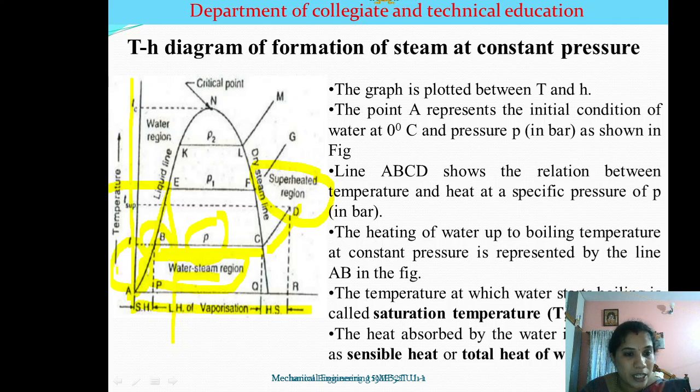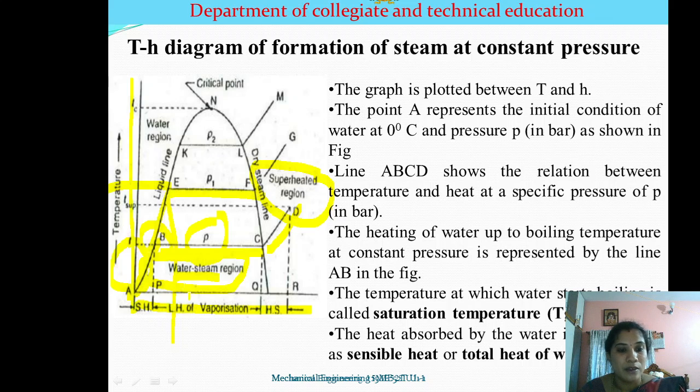That is the indication in this particular diagram. As the pressure increases, there will be an increase in the sensible heat, which is represented by the point AE. Clearly, you can observe that.